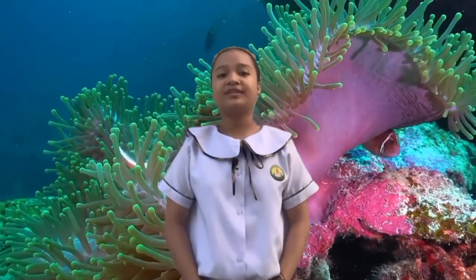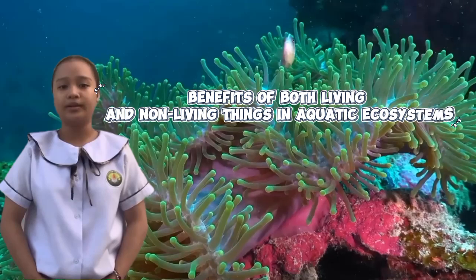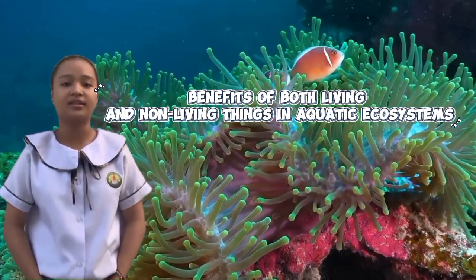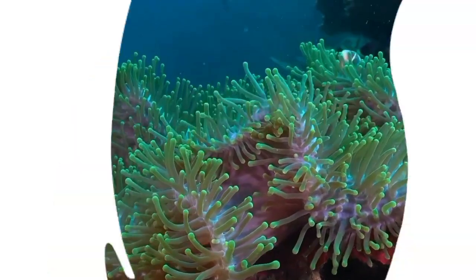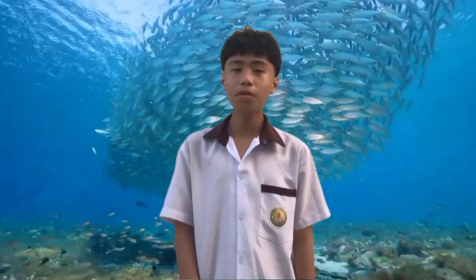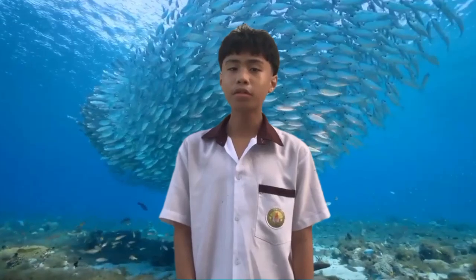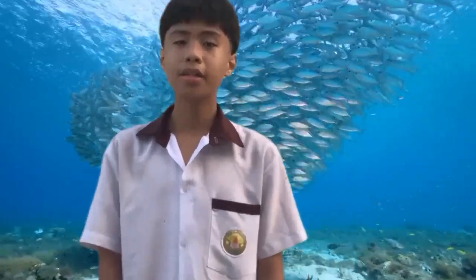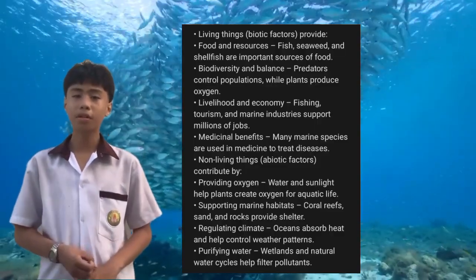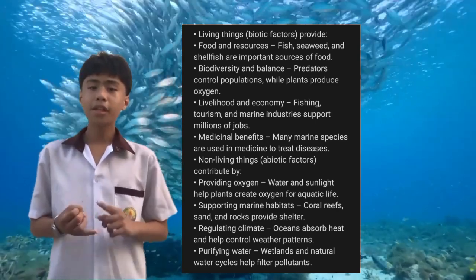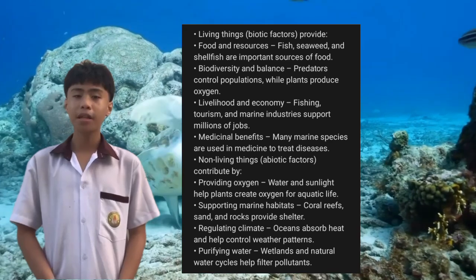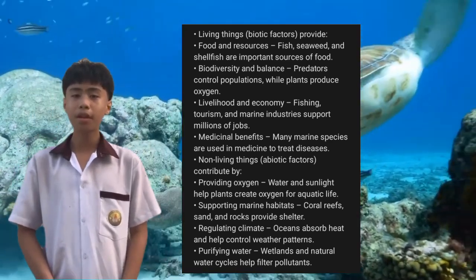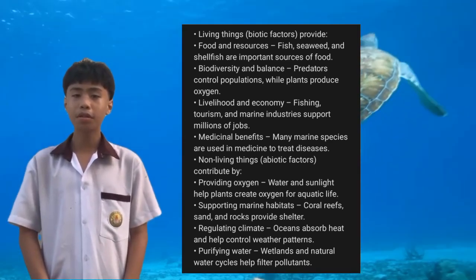Now that we understand the threats to aquatic ecosystems, let's talk about the benefits of both living and non-living things in these ecosystems and why they are important to the environment and humans. Both living and non-living components of aquatic ecosystems play a crucial role in keeping the planet balanced. Here's how. Living things, or biotic factors. Food and resources. Fish, seaweed, and shellfish are important sources of food. Biodiversity and balance. Predators control populations, while plants produce oxygen.